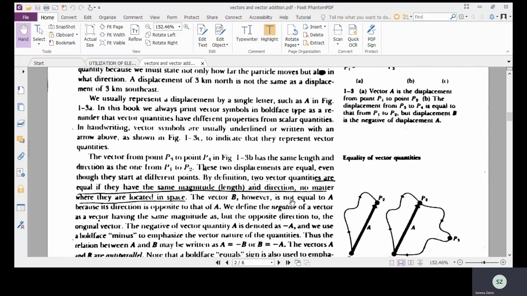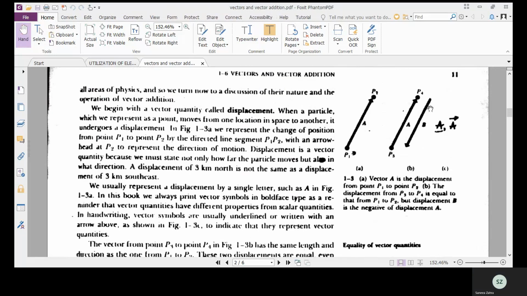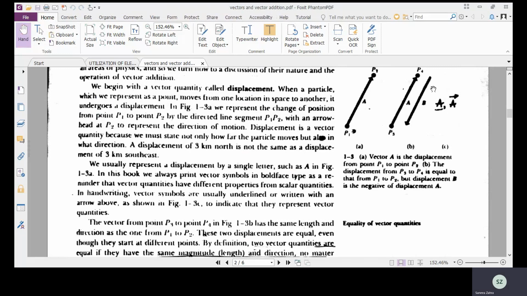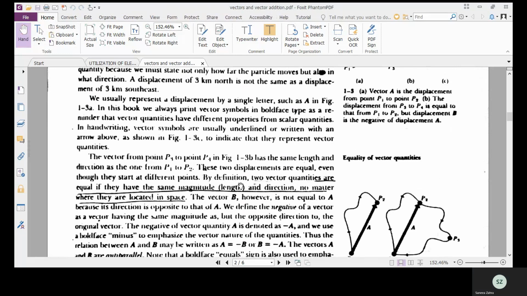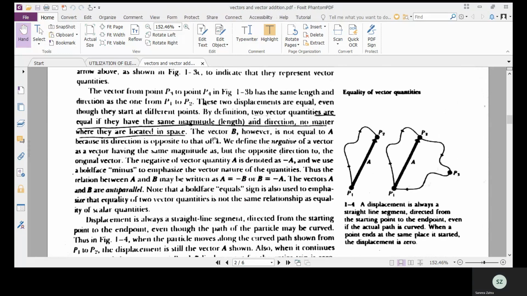Vector B, however, is not equal to A. See, if you observe it, you will notice that its direction is opposite. The arrowhead is over here, whereas the arrowheads of these two vectors are at the top. Its magnitude is also less than these two vectors. So vector B is not equal to A because its direction is opposite to that of A. We define the negative of a vector as a vector having the same magnitude but opposite direction to the original vector.